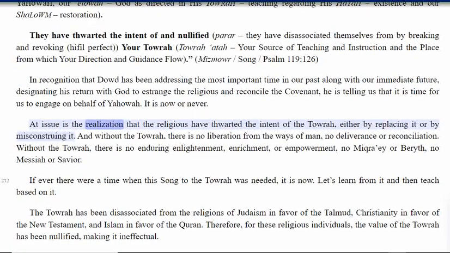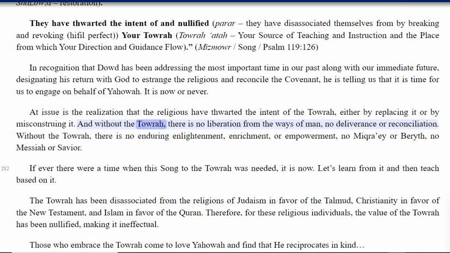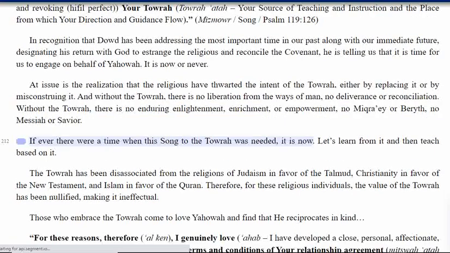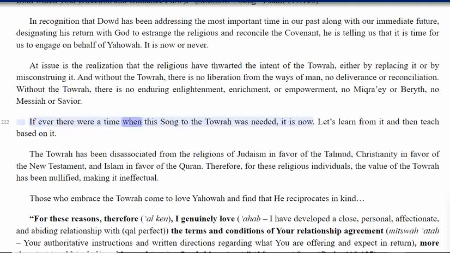At issue is the realization that the religious have thwarted the intent of the Torah, either by replacing it or by misconstruing it. And without the Torah, there is no liberation from the ways of man, no deliverance or reconciliation. Without the Torah, there is no enduring enlightenment, enrichment, or empowerment, no Miqra or Berith, no Messiah or Savior. If ever there were a time when this song to the Torah was needed, it is now.